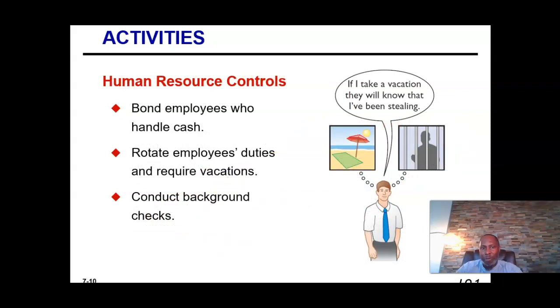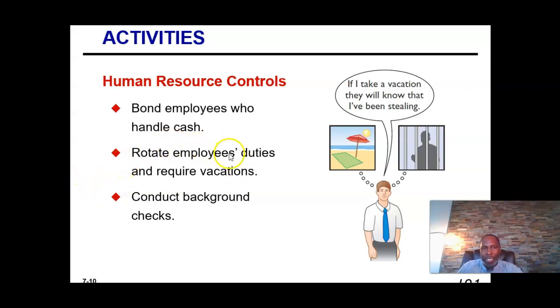Human resource controls. What are those? Things such as having employees bonded. What does that mean? It means that we have an insurance policy on those employees who actually handle cash. So just in case they get a little sticky fingers with the actual cash, we have a policy put in place so that if money is stolen, then the actual insurance company will replace those funds and they would go after the person that actually stole the money from us.